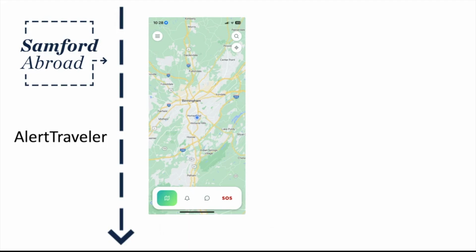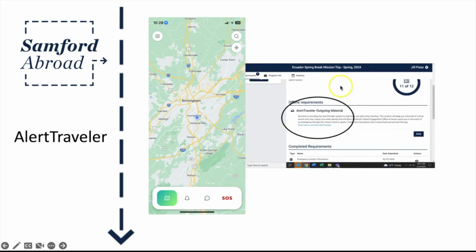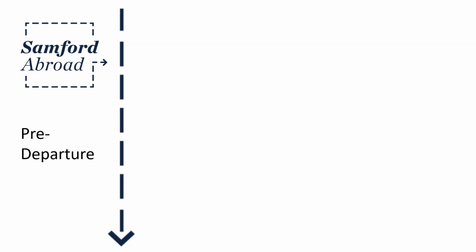So again, if you can't remember, this is right here in your application. Under the offline requirements, you should be able to click there to activate this. If you have any problems or any concerns with the Alert Traveler activation, please reach out to us right away. We are absolutely here to help. Okay, so that's Alert Traveler.